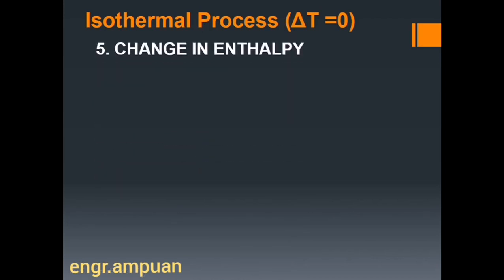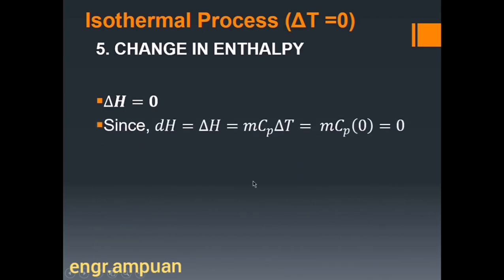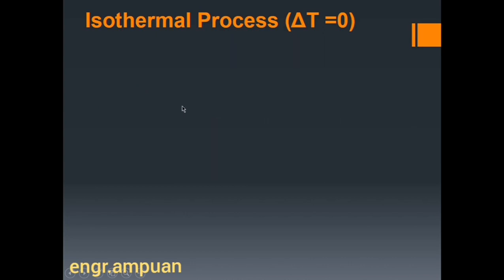So the fifth one, let's talk about the change in enthalpy of isothermal process. Why does the change in enthalpy equal 0? Because the change in enthalpy is equal to mass times the specific heat at constant pressure times the change in temperature. Since the change in temperature is equal to 0, our change in enthalpy is equal to 0.